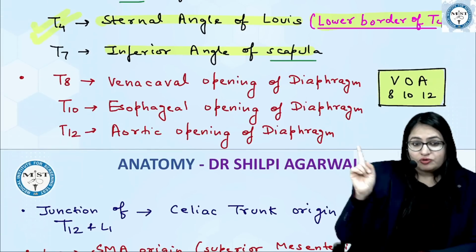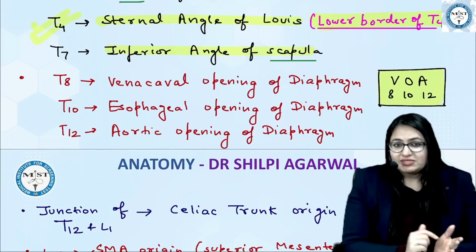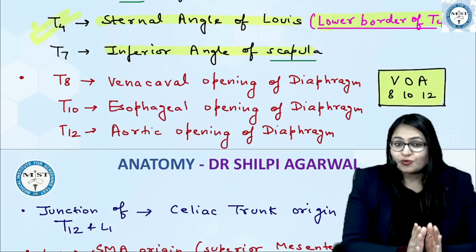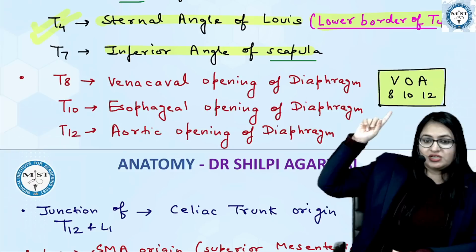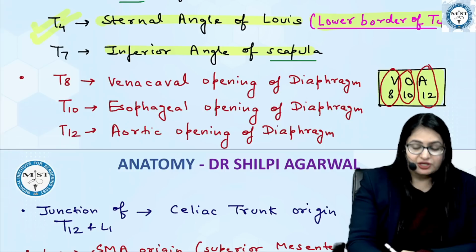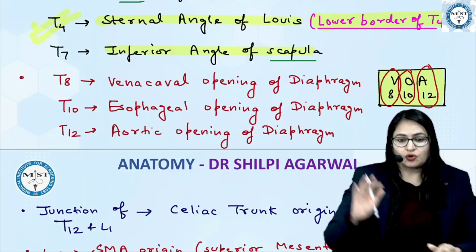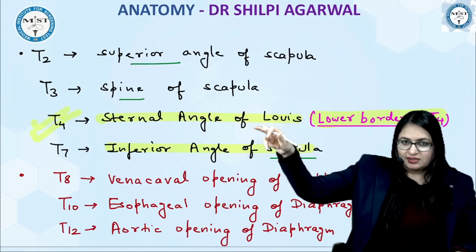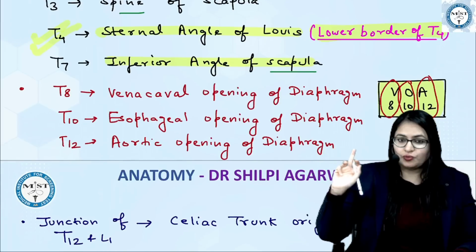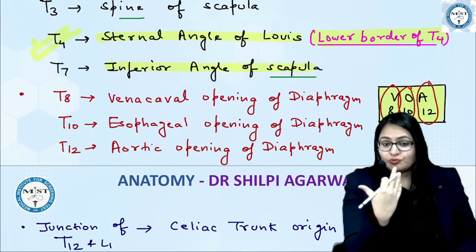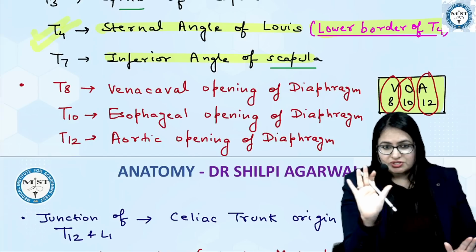Now, on the lower side, you have T8, T10, T12. What are these? These are the levels of major openings of the diaphragm. And we remember it like this: VOA, 8, 10, 12. V, the vena cava, at T8; esophagus at the level of T10; A for aortic at the level of T12. So all these are the thoracic segments. First we memorized for scapula, then the sternal angle in the sternum, and then for the diaphragm, VOA, 8, 10, 12. If you memorize like this in small components, you will be able to memorize it in a better way. So this is done for the thorax region.